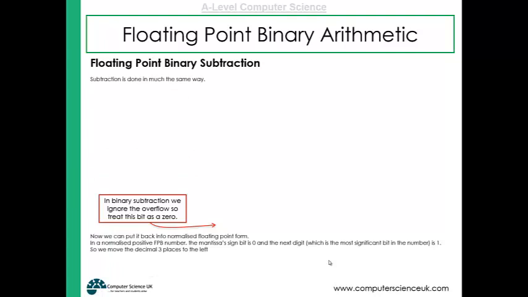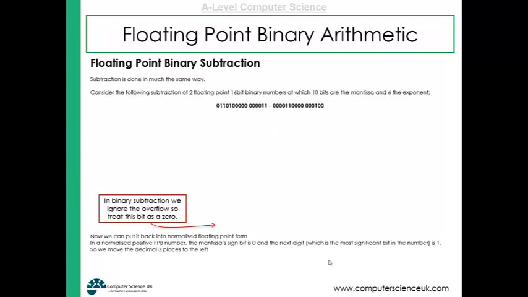Okay, so subtraction, done very much the same way. We just need to remember that when we subtract, we are adding the second number in its negative form. So consider the following subtraction of 2 floating point 16-bit binary numbers, again 10 bits of the mantissa and 6 for the exponent.